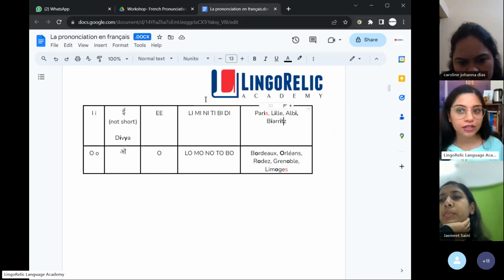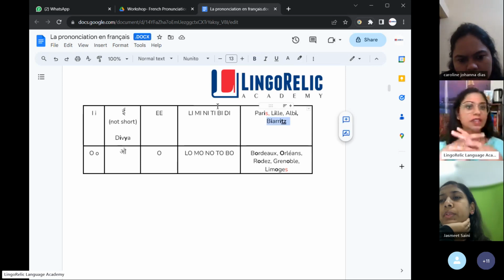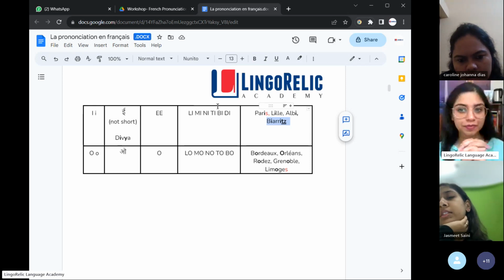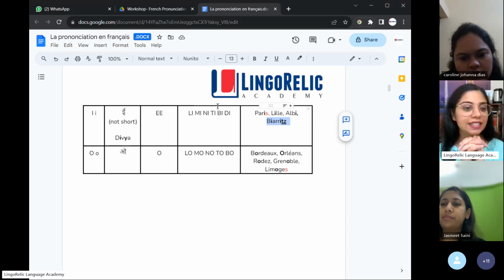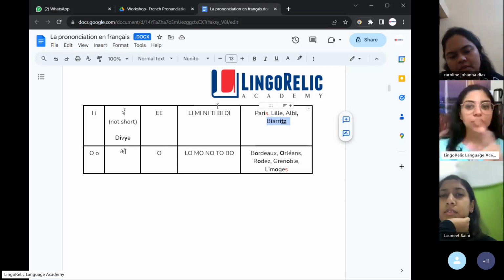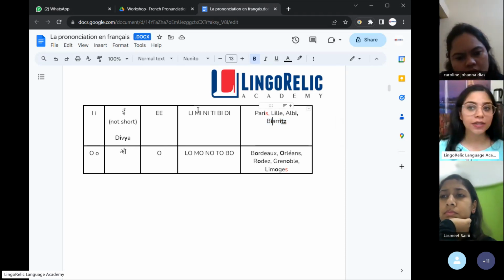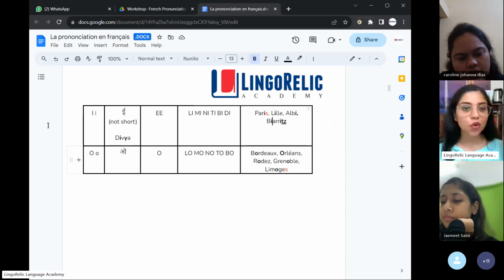Now, can someone try to pronounce this? Here, the Z and T both are pronounced. This is an exception. So this has the E sound here also and here also. Can you please try pronouncing this? Anyone can unmute and try. Biarritz. That's right. So you're getting the long E sound here.